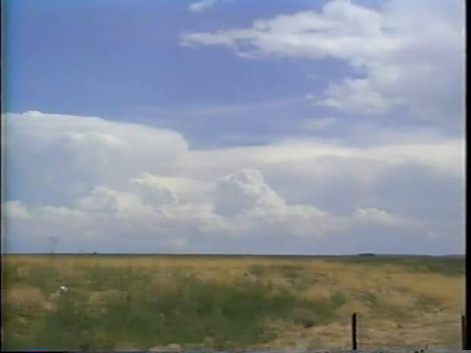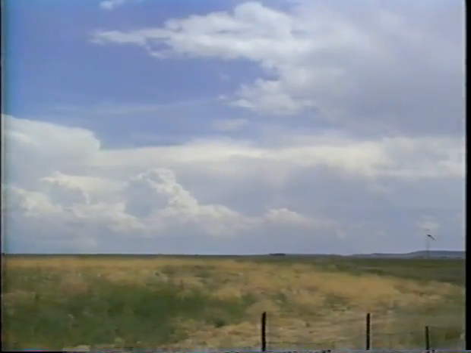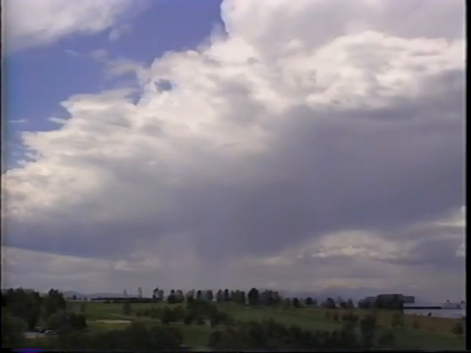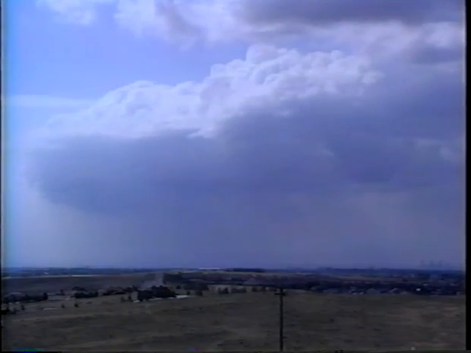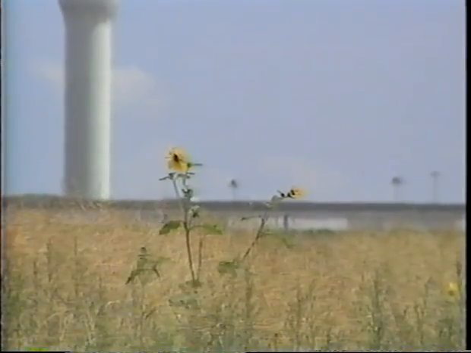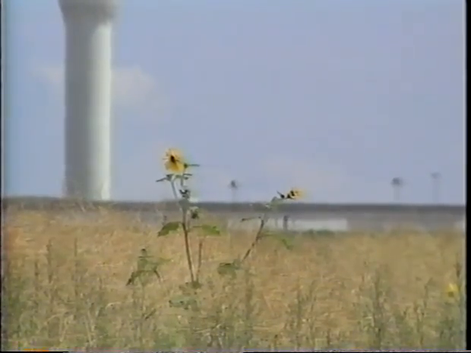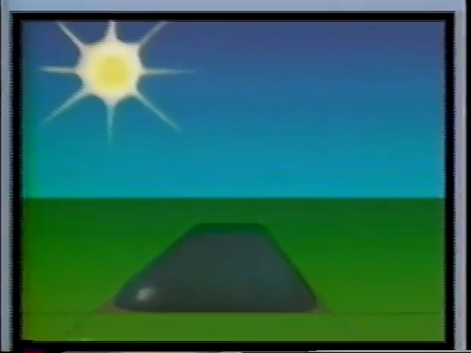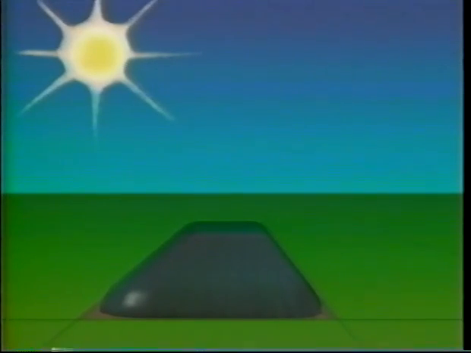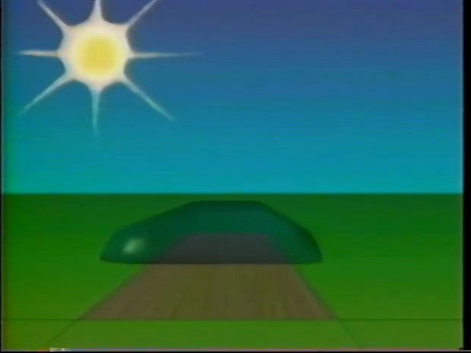Isolated air mass thunderstorms generally form in warm, moist areas where the lifting force is provided by convection. This type of thunderstorm is most common during hot summer afternoons. As the sun warms the ground, some of the heat is transferred to the boundary layer of air next to the surface. If this air is warmer and therefore less dense than the surrounding air, it begins to rise.